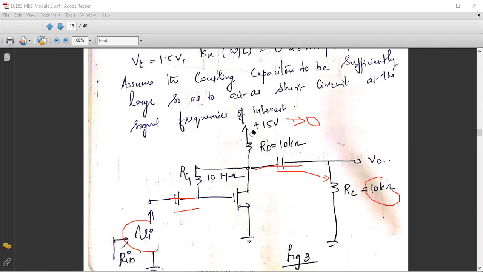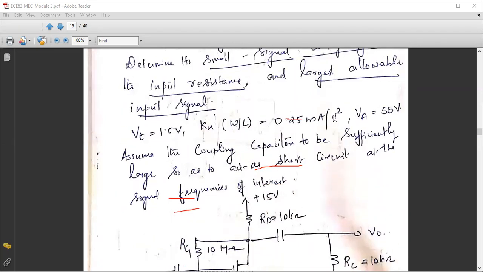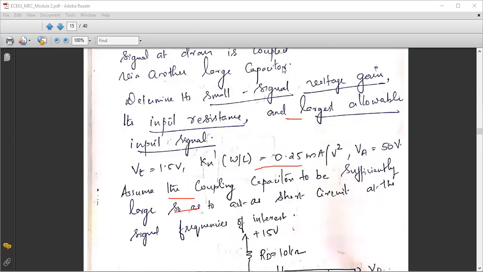What are the parameters that we need to find out from here? First one is the gain, second one is the input resistance, and third one is the maximum allowable input signal. These are the three parameters that we are going to find from this problem: voltage gain, input resistance, and the largest allowable input signal. If we give an input signal beyond this maximum value, then proper amplification will not take place and distortion will occur. That is the importance of finding the largest allowable input signal.